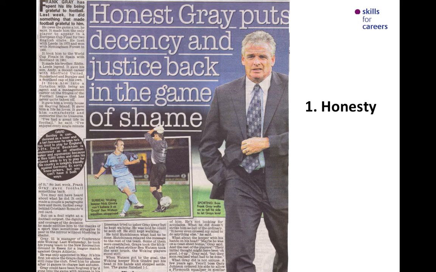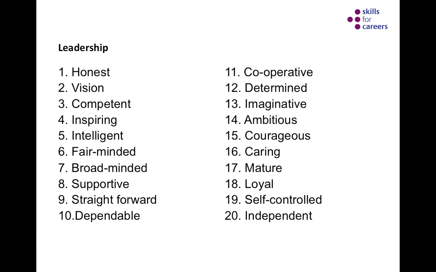The article on the screen now shows an example of a football manager displaying high levels of honesty and the reasons why. So have a read of the article, pause the video, read the article, and then carry on. The top 20 list in order of rating according to employees is on the screen now. So honesty was regarded as the highest quality and came out most frequently, vision, and so on.